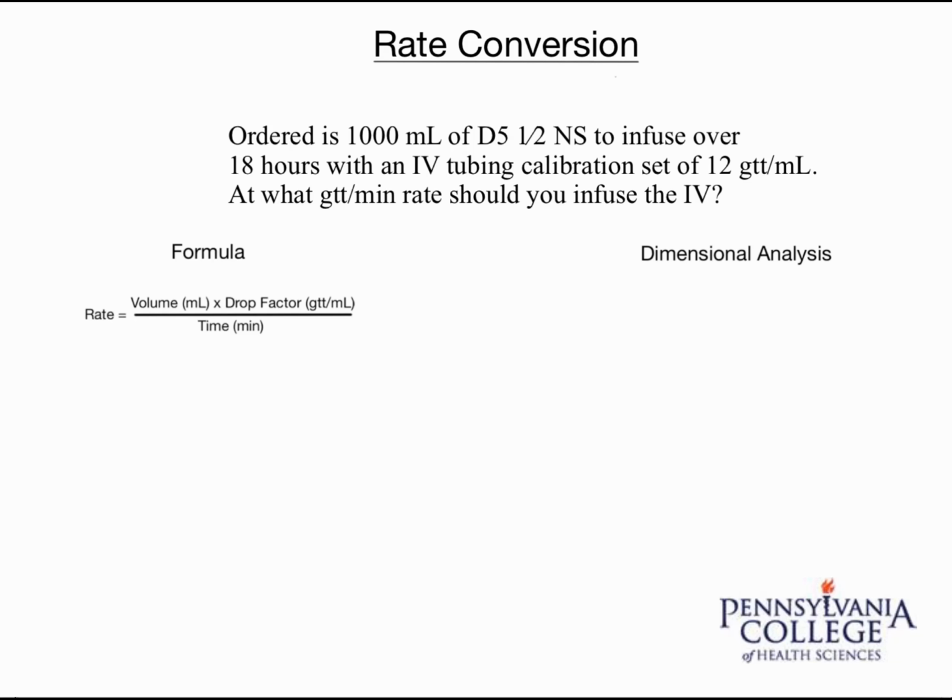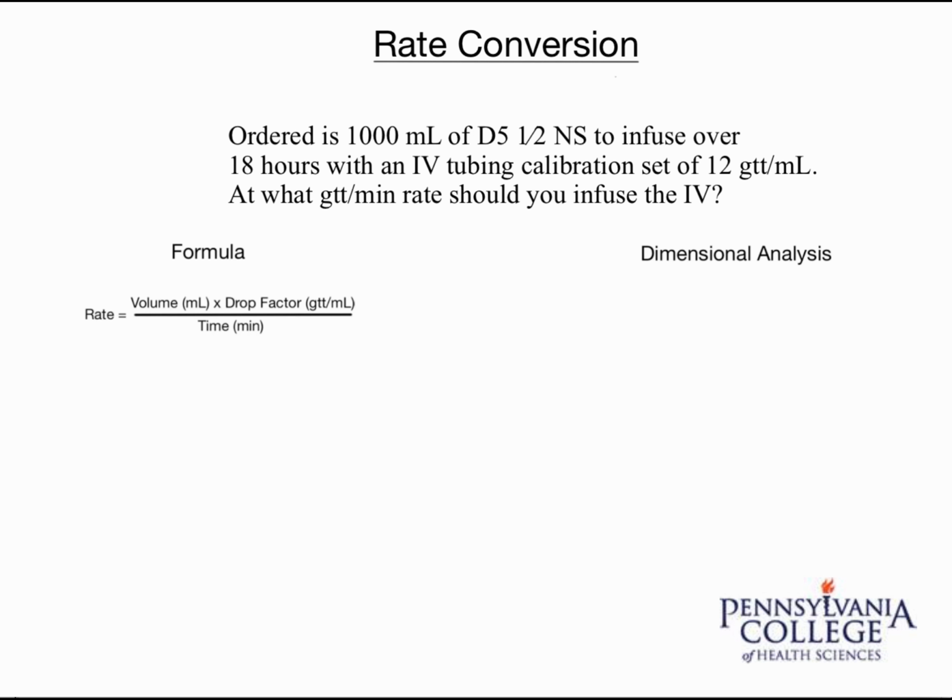In this problem, I will be calculating a rate conversion using a formula and dimensional analysis. We are told that 1,000 mLs of D5 1/2 NS is ordered to infuse over 18 hours, and we have IV tubing with a calibration of 12 drops per milliliter. At what rate in drops per minute should we infuse this bag of D5 1/2 NS?